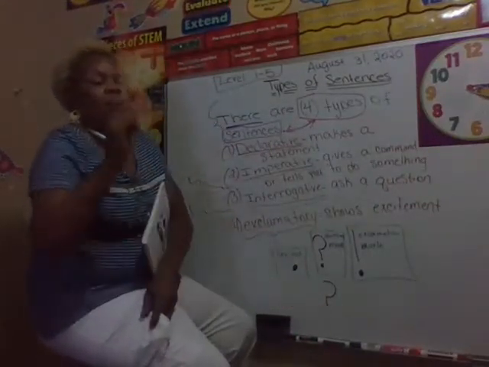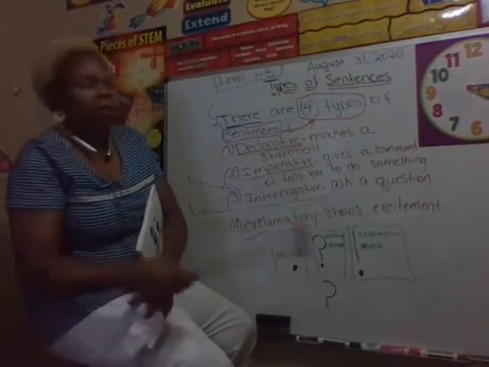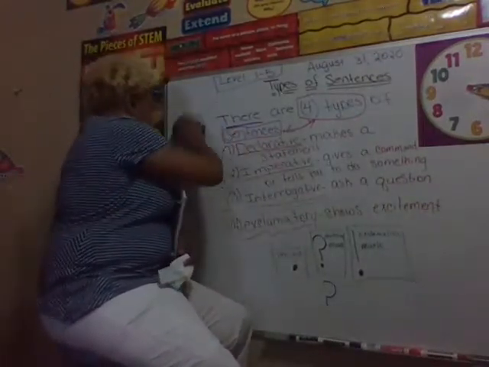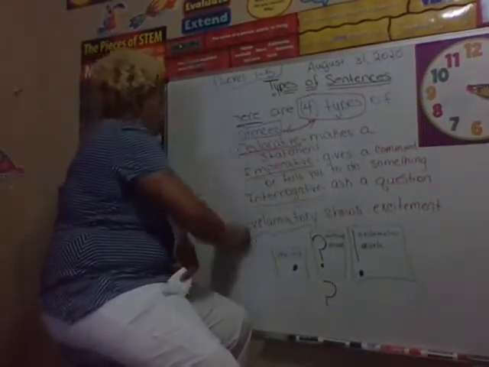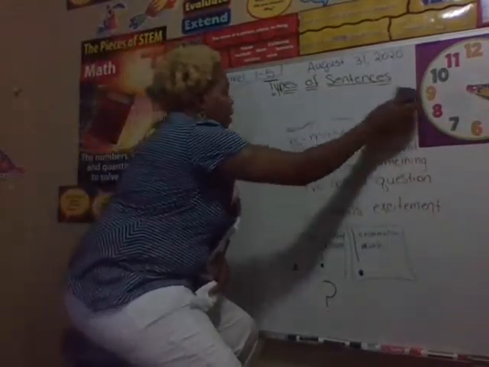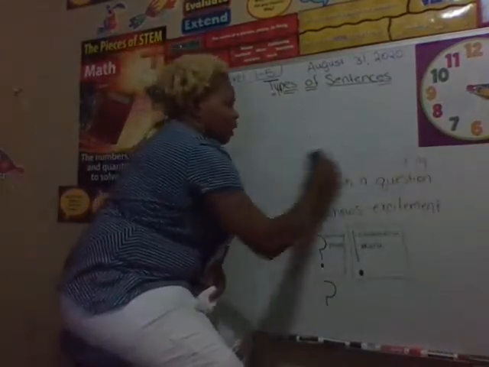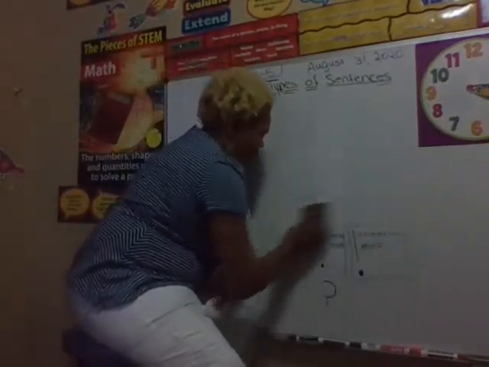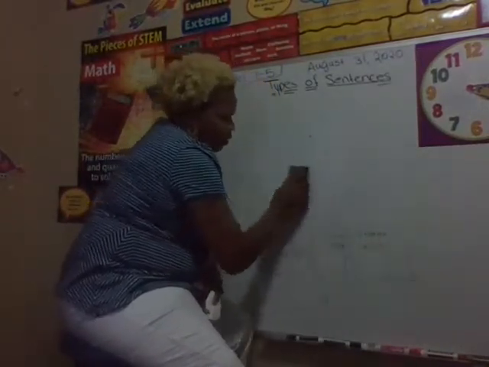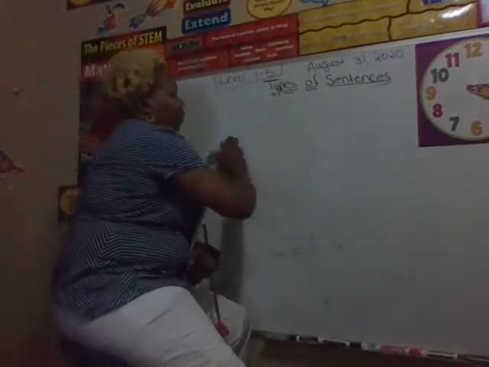All right, now let's kick it up a notch. Now that we know our four parts of sentences, let's go to the board and do some exercises. Exercises. Come on. What we talking about? Four types of sentences.